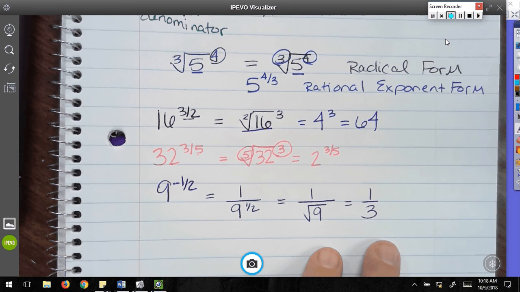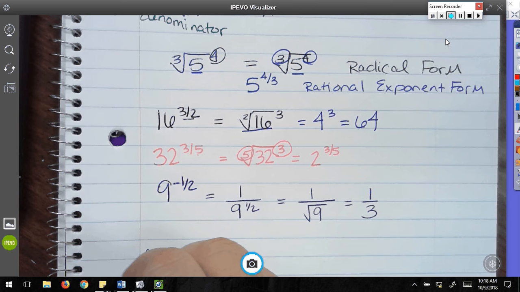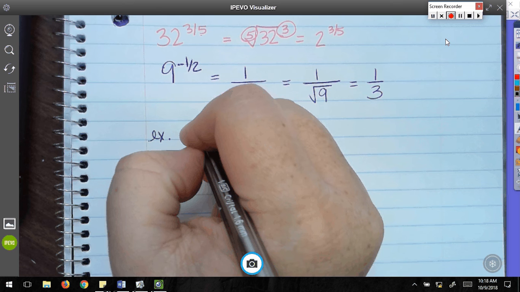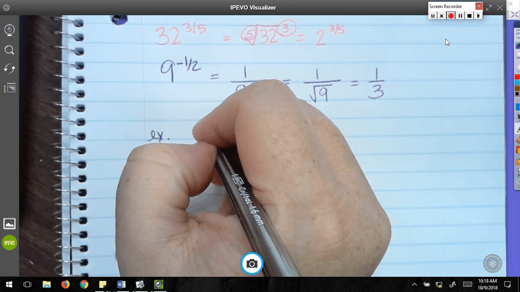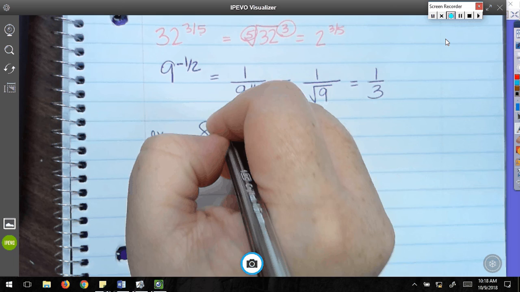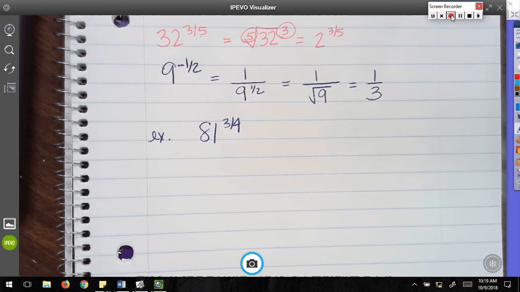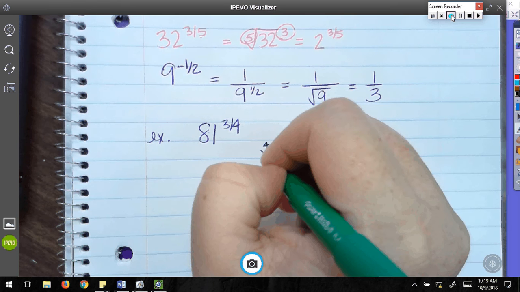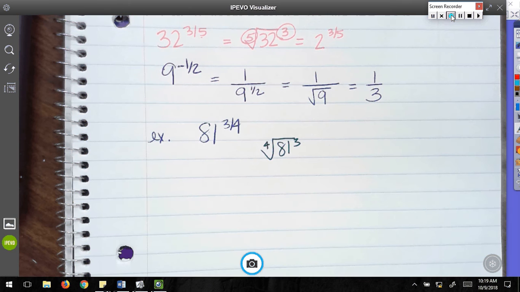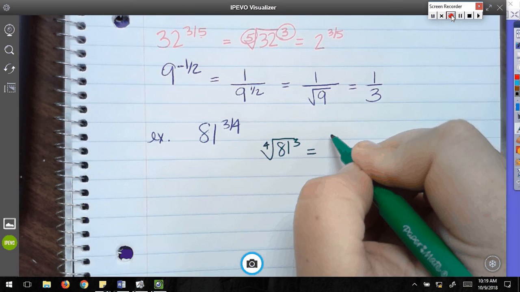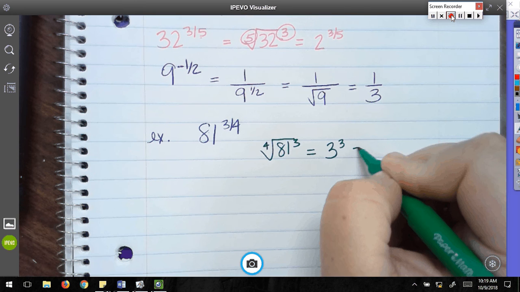Let me give you one to try. I want you to change the form and then tell me what it equals. Evaluate it once you change the form. Let's try this one, and tell me what you get. I hope you changed the form and got the 4th root of 81 to the 3rd power. The 4th root of 81 is 3, and then 3 to the 3rd power would give you 27.